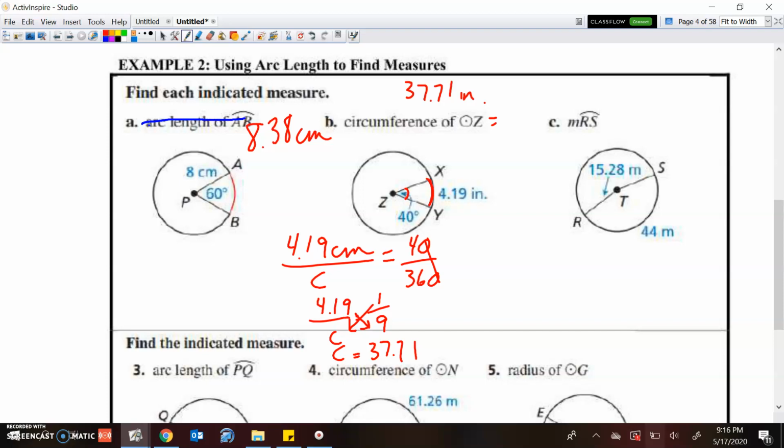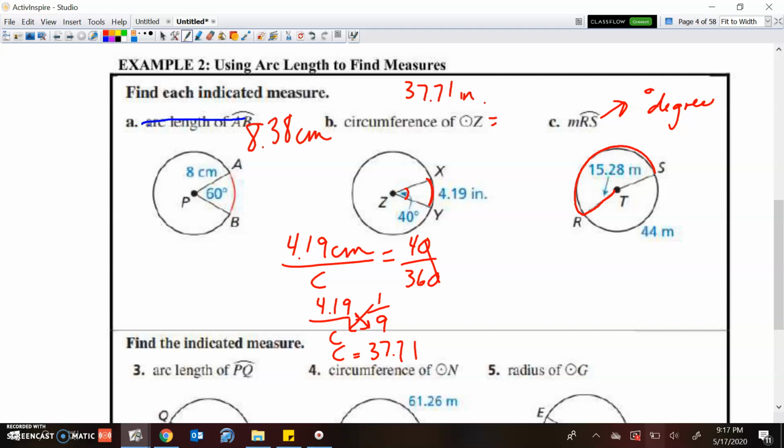In this one, they're asking us to find the measure. Again, measure is referring to what we just did last chapter, so it's the degree value. So the measure of arc RS, so that's this entire value here. When I look at this, I can see that 15.28 is marked as just the radius.